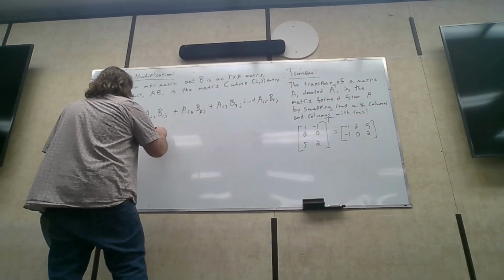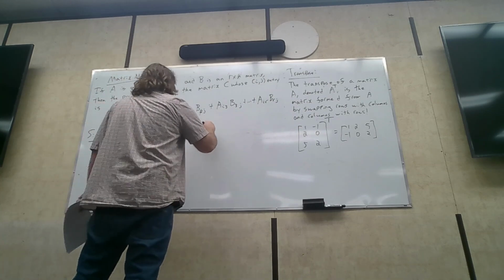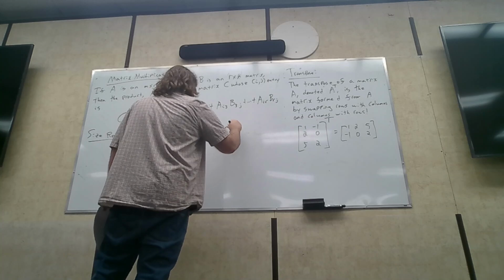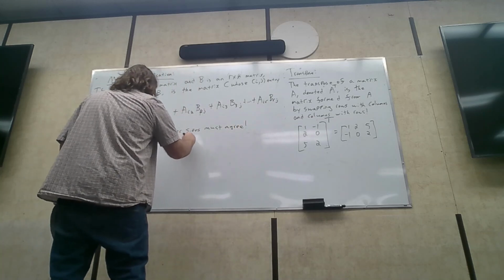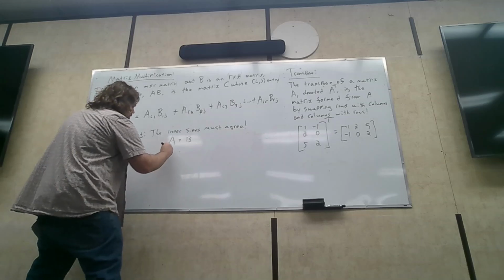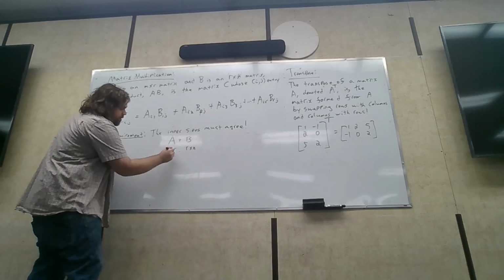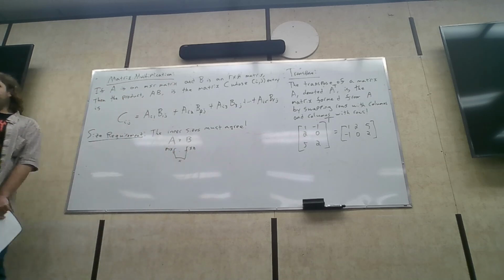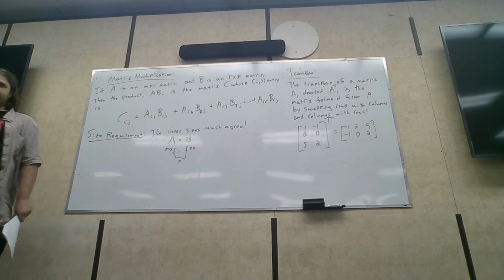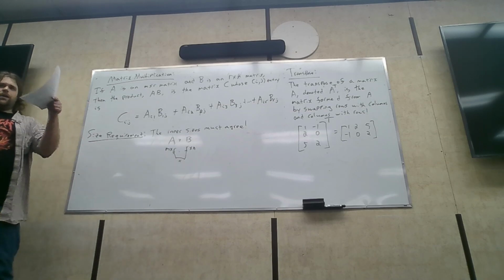So the inner sizes must agree. What I mean by that is you have this A times B. This is an m by r matrix. This is an r by n matrix. These two sizes here, they have to be the same thing. Otherwise, you can't do the multiplication. And when we do the finger motions, it'll make sense there too. You'd keep going and you'd be like, wait, I ran out of numbers.